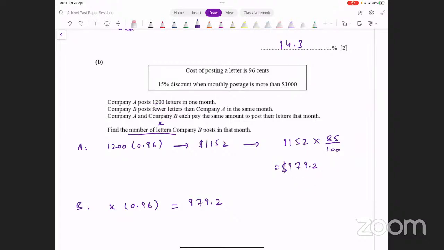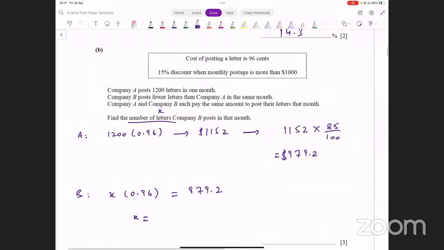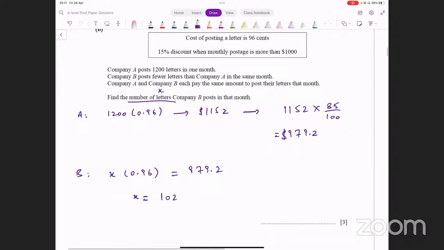x into 0.96 equals 979.2. We will evaluate this and it will give us the value of x. Let's see what that turns out to be. 979.2 divided by 0.96, and that is giving me 1020. This is the number of letters that they posted. Okay, so this is 1020. Okay, yes, so that's correct.